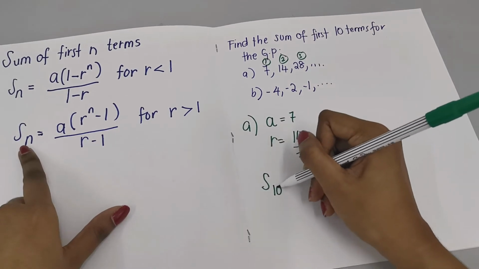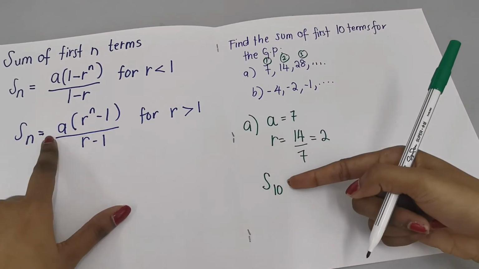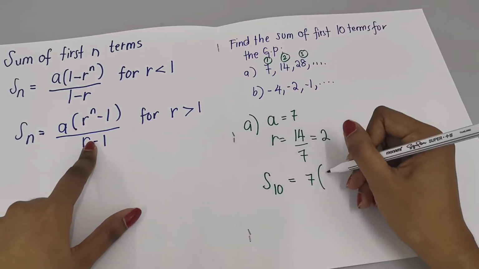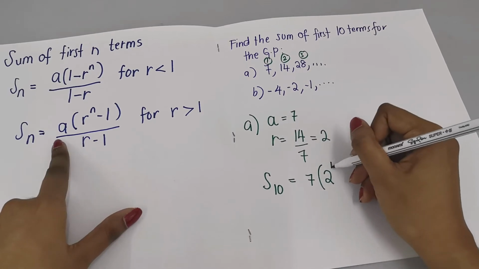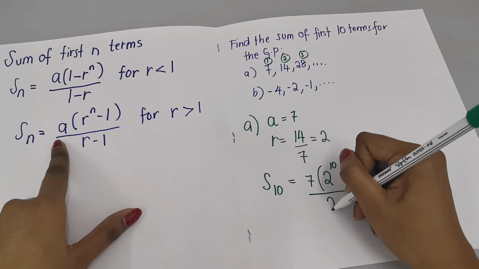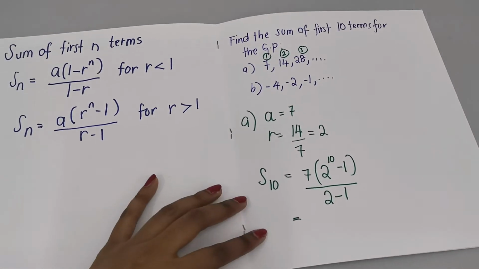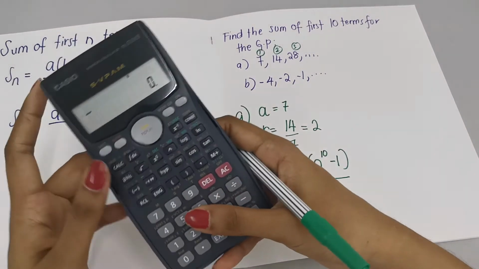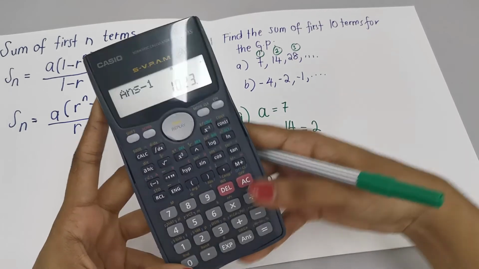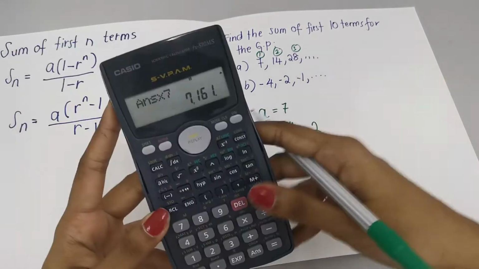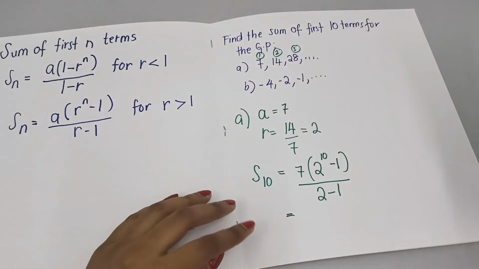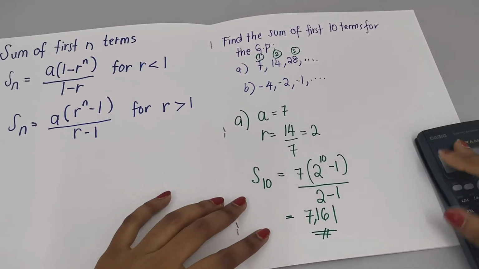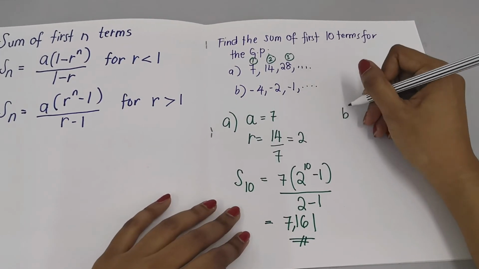To find the sum of the first 10 terms, we just replace the values. A is 7, R is 2, 2 to the power of 10 minus 1, divided by 2 minus 1. We can of course solve this using a calculator. So here we obtain 2 to the power of 10 minus 1, times 7, divided by 1. So the answer is 7,161. Now this is for part A. Let's look at part B.